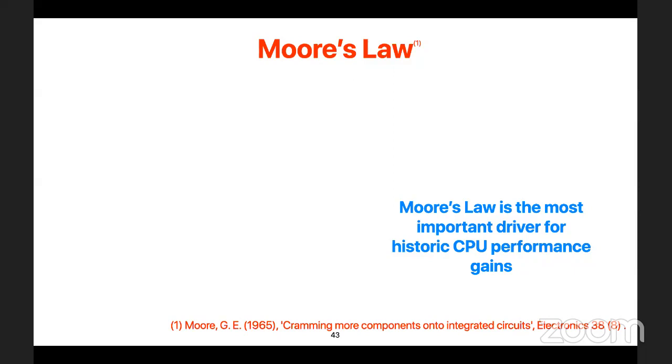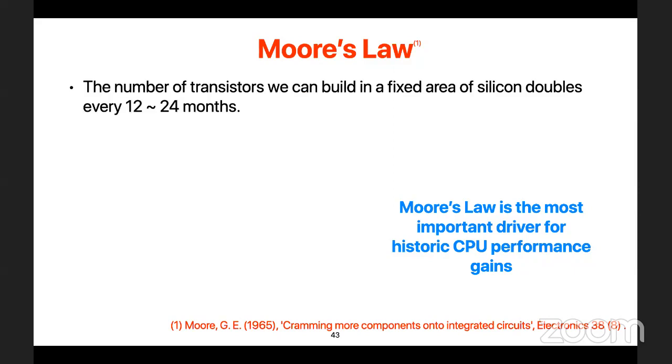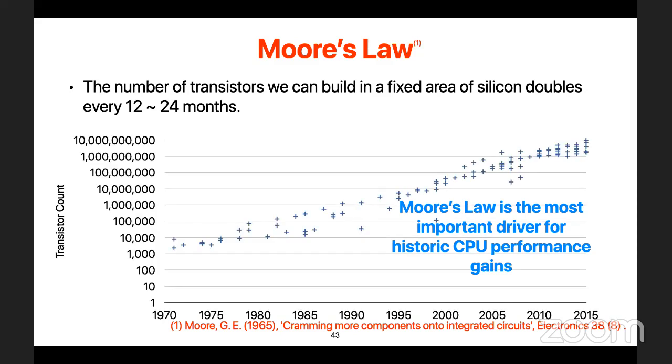And the most important thing, right? So the high level idea: some of you said 1 year, some of you said 2 years, both of you are right because it's actually 1 to 2 years. The number of transistors that we can build within a fixed area of silicon doubles every 12 to 24 months. And if you check the transistor count since the paper, you will figure out Moore's Law is still going.